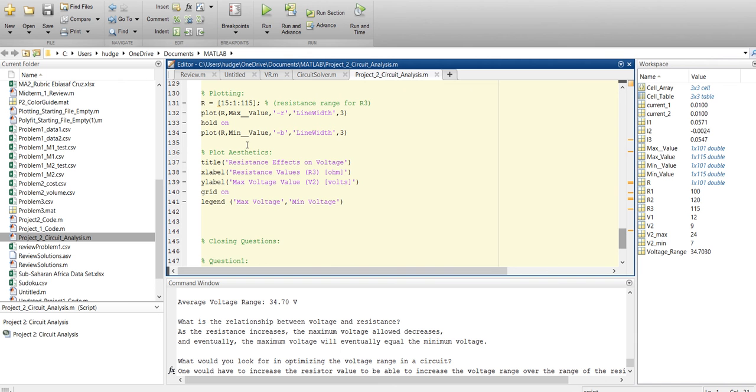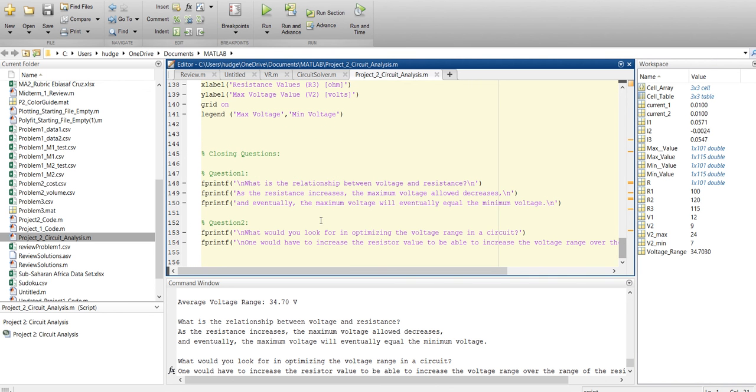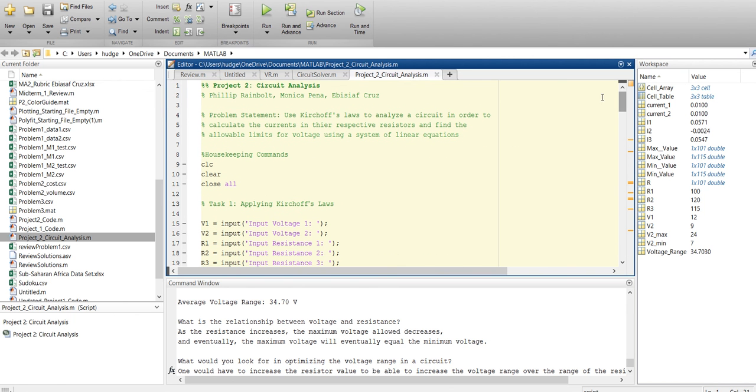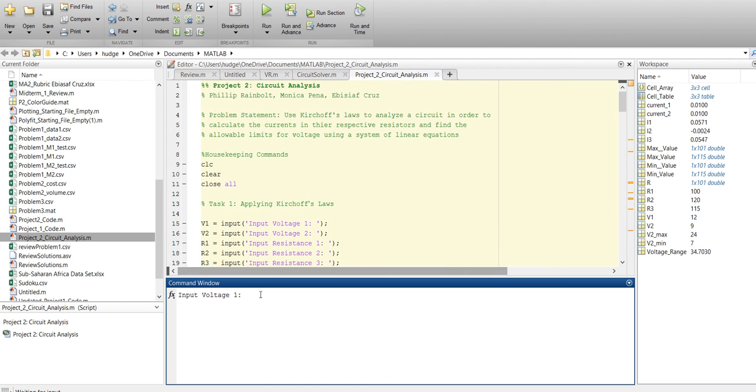And then this is the plot. We plot our results, and then we'll be able to answer our questions last. So we're going to go ahead and run this section. We're going to input voltage 1. So let's say the user inputs 12. For the second, 9. For the first resistance value will be 100. For the second will be 120. And for the third will be 65.